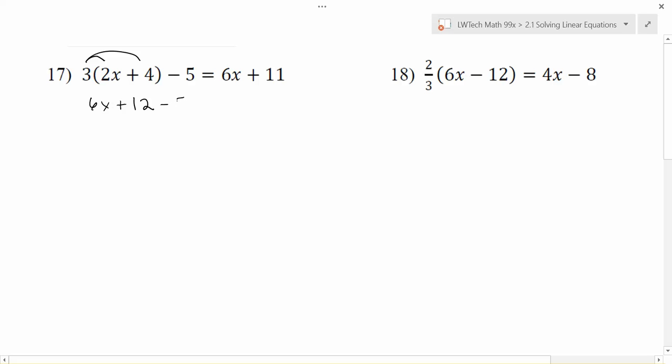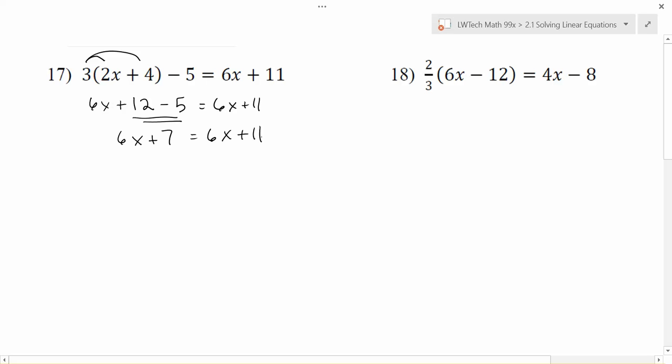I still have a minus 5 on that side of the equation and a 6 plus 11 on the other side. Now I have something with no parentheses. On the left side, there are some like terms, and so we can go ahead and put them together because they're on the same side of the equation, so they're friends. 12 minus 5 gives me 7. And so now I have 6x plus 7 equals 6x plus 11.